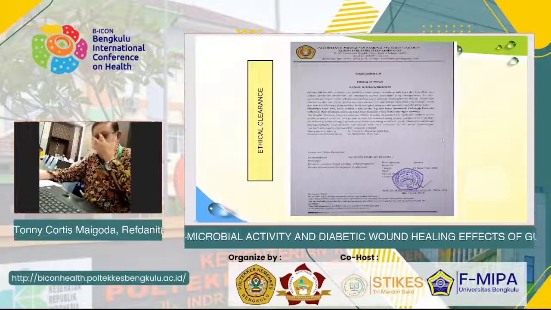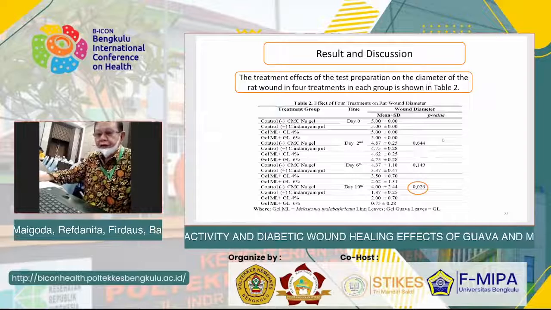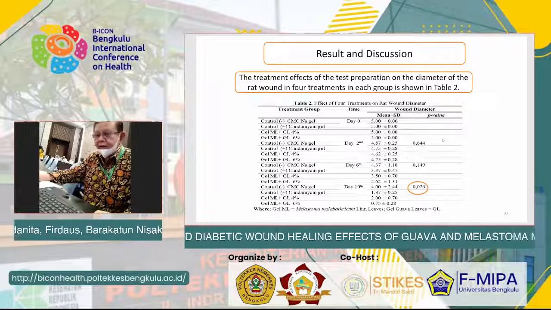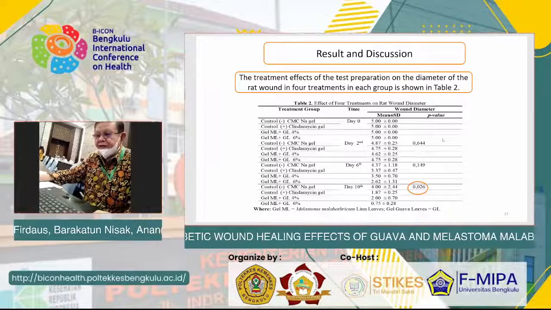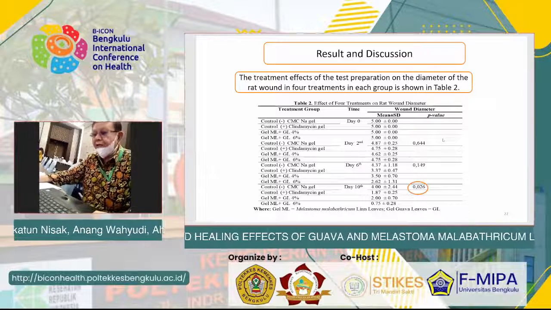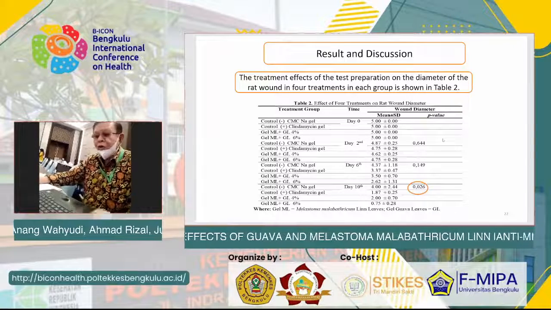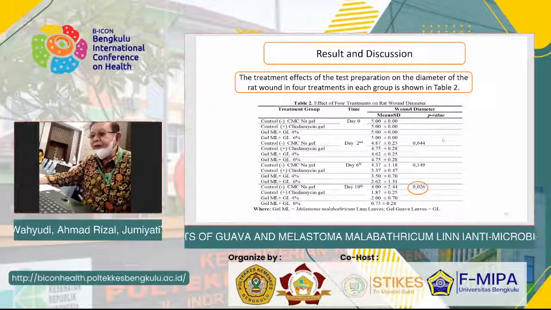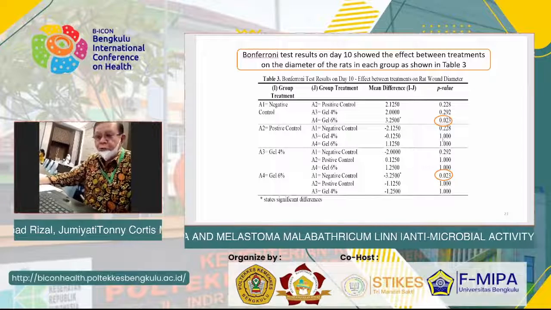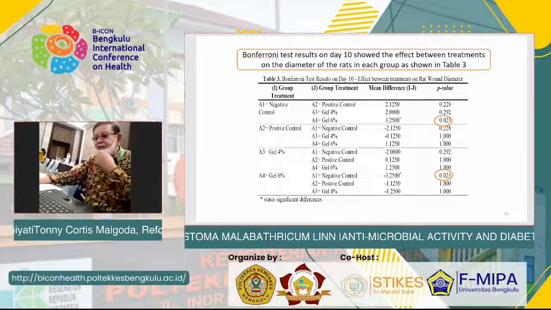Results and discussion. The effect of the treatment and test preparation on the diameter of the rat wound in each group is shown in table 2. The trend is significantly proven. There is a connection between the intervention and the wound diameter. In table 3, we would like to know the effect between treatments. We can find here the negative control. We compare with the gel at 6%, which is strongly significant.